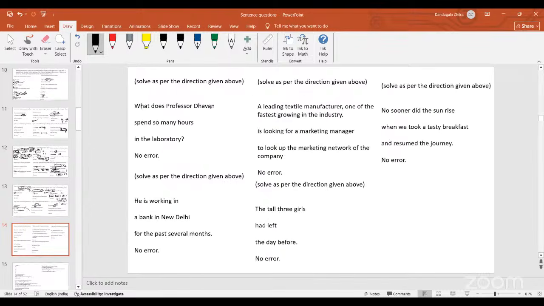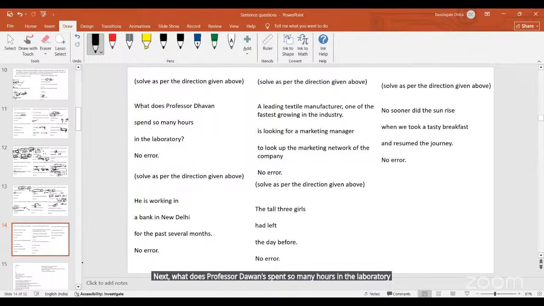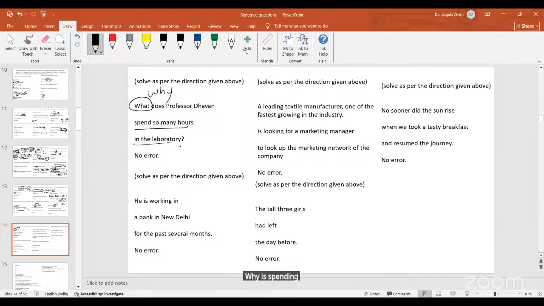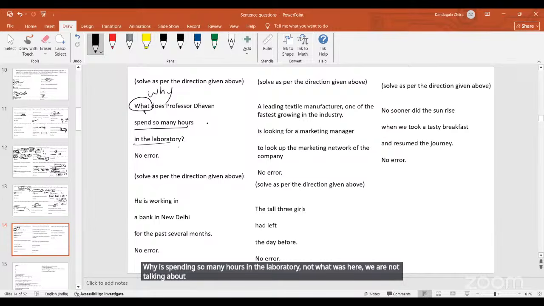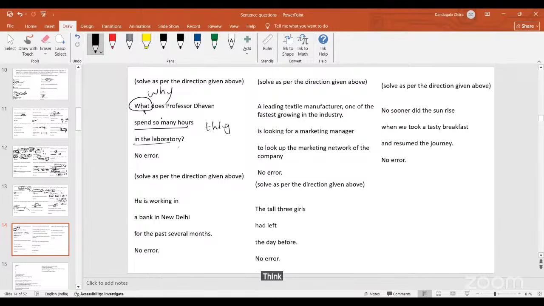Next, what does Professor Dhawan spend so many hours in the laboratory? Why does? Yes, why does. What does is wrong. Why does, reason. Why is he spending so many hours in the laboratory? Not what. Here we are not talking about any thing. We are talking about his spending. So why, reason.